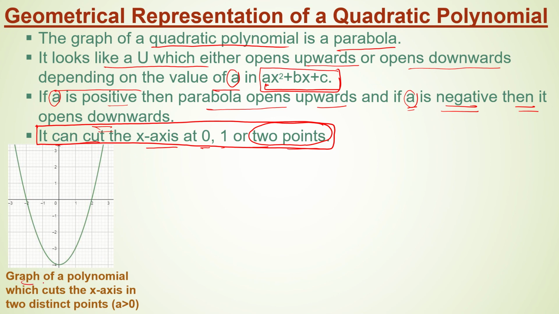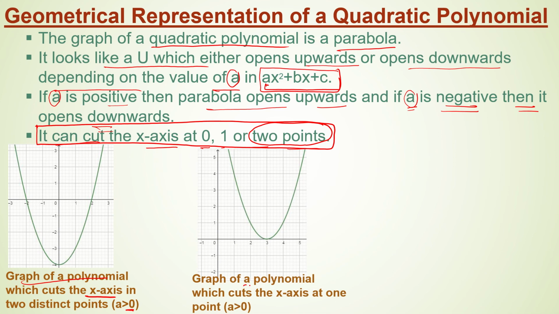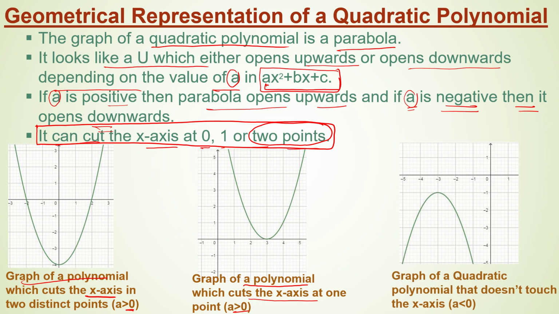Here is a graph of a polynomial which cuts the x-axis at two distinct points. Here a is greater than 0. Here again it is a graph of a polynomial which cuts the x-axis at 1 point. Here again a is greater than 0 since it is opening upwards. Here is a graph of a quadratic polynomial that does not touch the x-axis. Here a is less than 0.